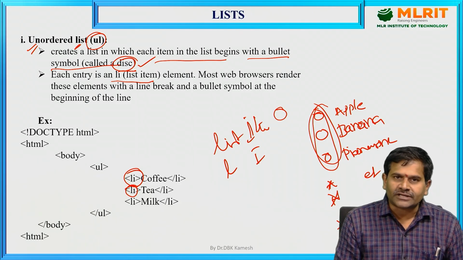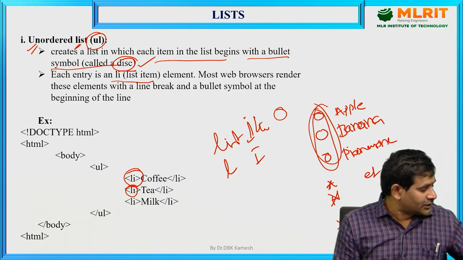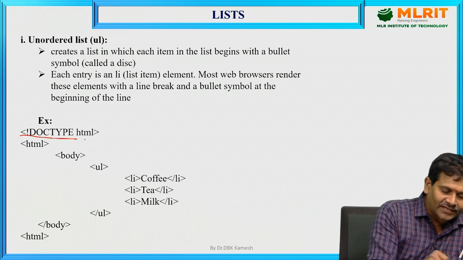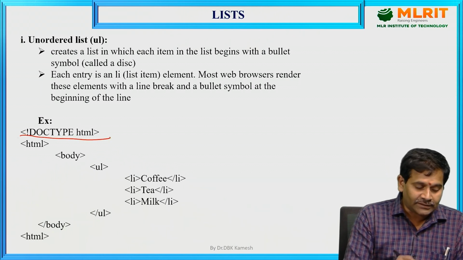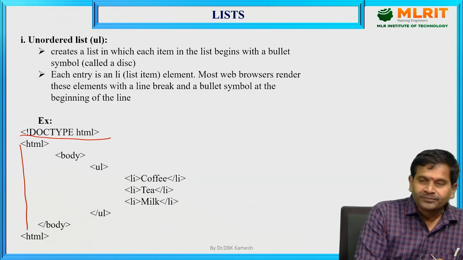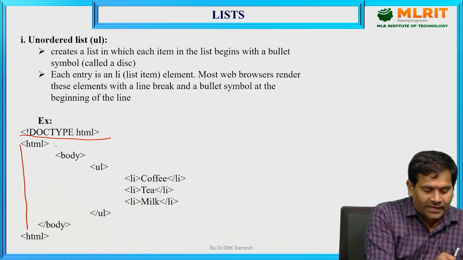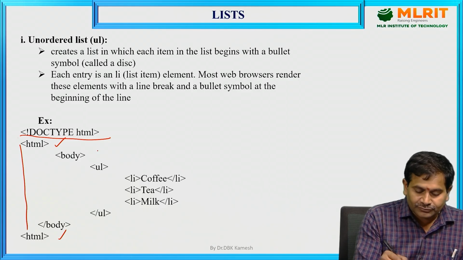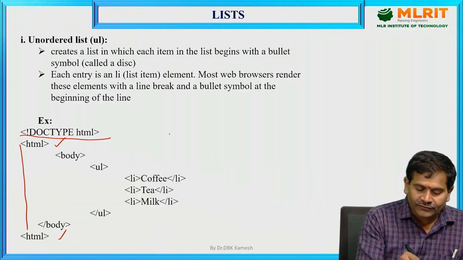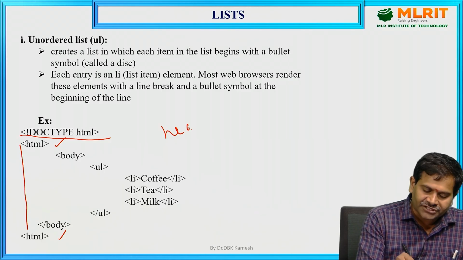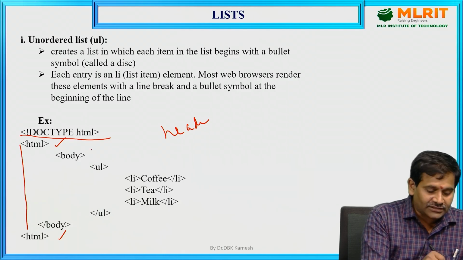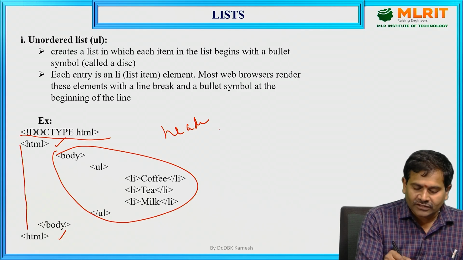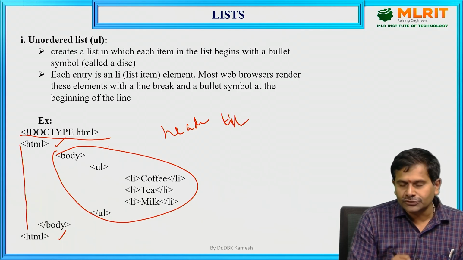As I said yesterday, while writing an HTML page, the first line to write is the document type HTML. Then begin the HTML tag, and between the start tag and the end tag there are two halves. One half is the title part, called the header section. The second one is the body section. In the header section we write the title and so on.